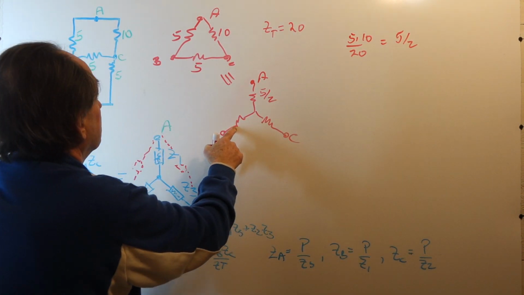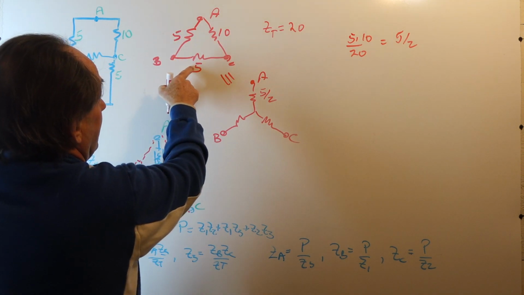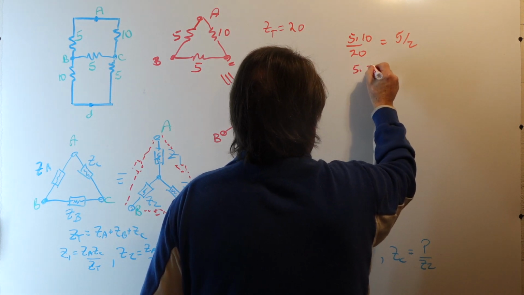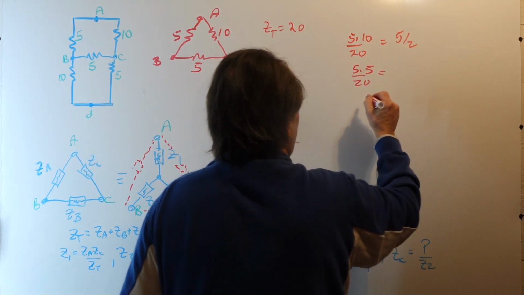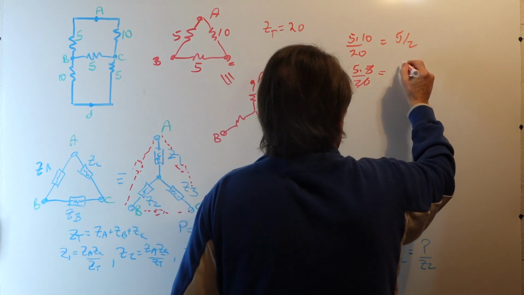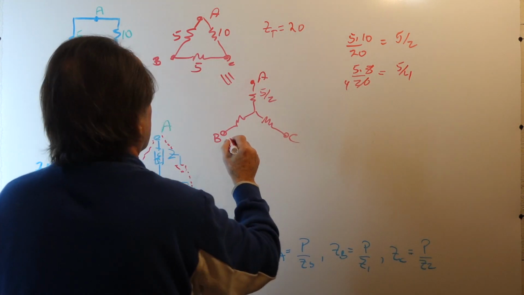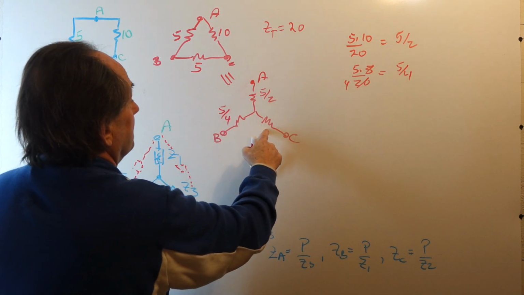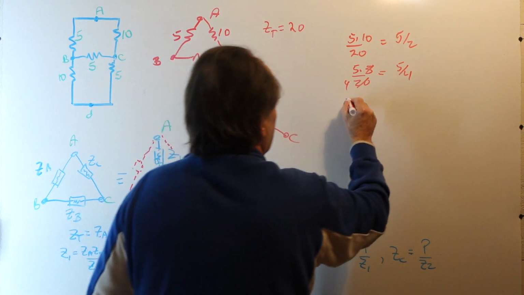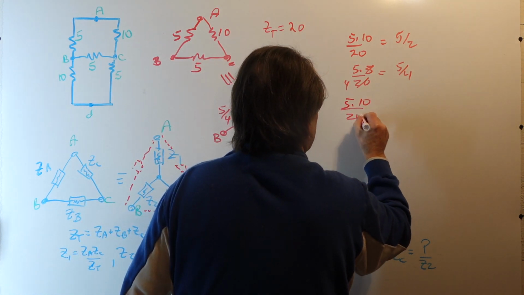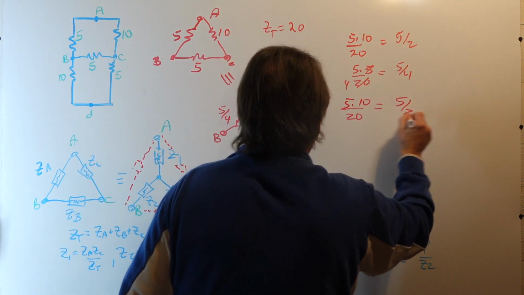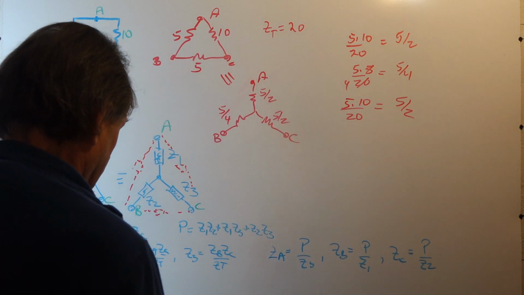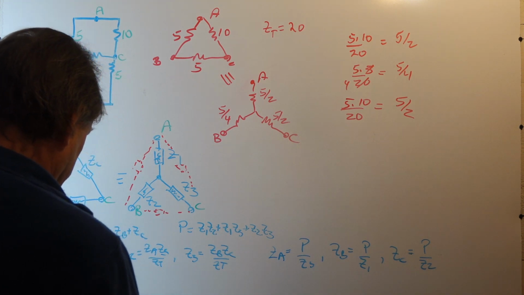What about this element? This element is 5 times 5 divided by ZT. So we have 5 times 5 over 20. 5 goes into 20 4 times, so we have 5/4. So this element is 5/4. And this element is 5 times 10 divided by ZT, or 5 halves. So that's our equivalent Y for this particular network.